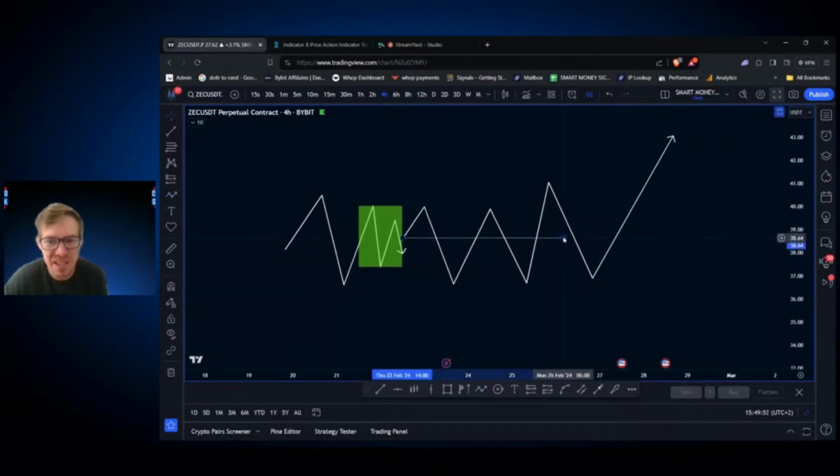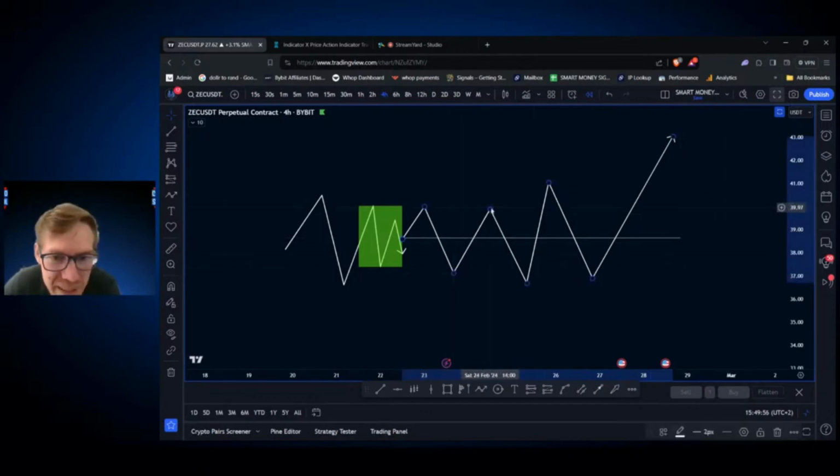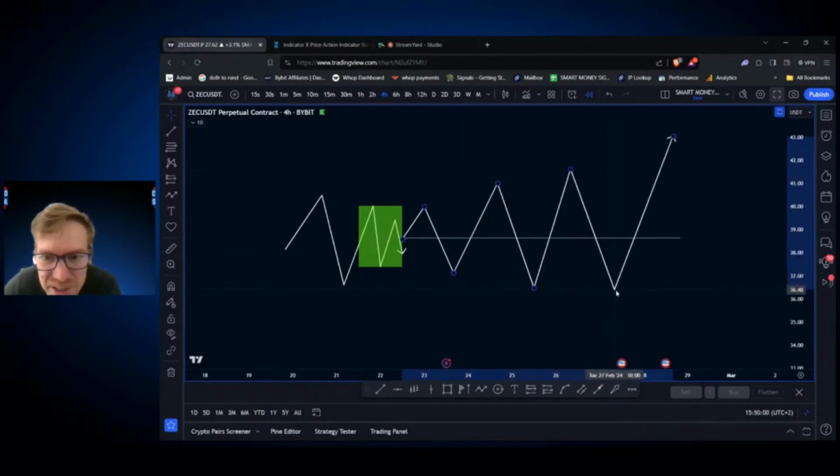And you'll notice that it always takes out liquidity. So I'll draw this a bit better than I did the last one, so you guys can get a better understanding of how it works.